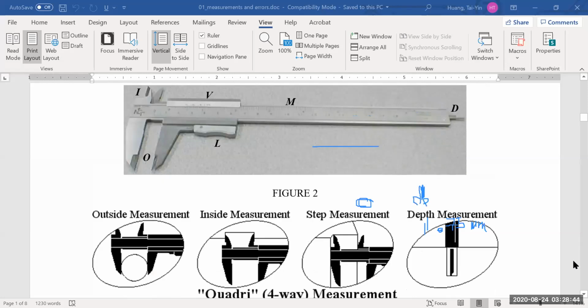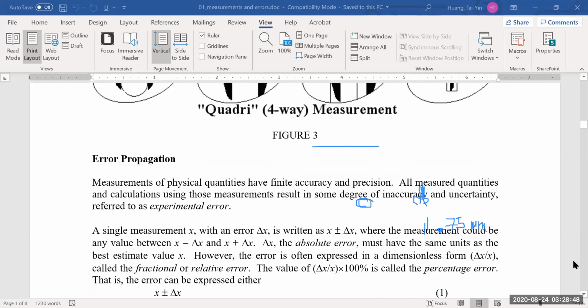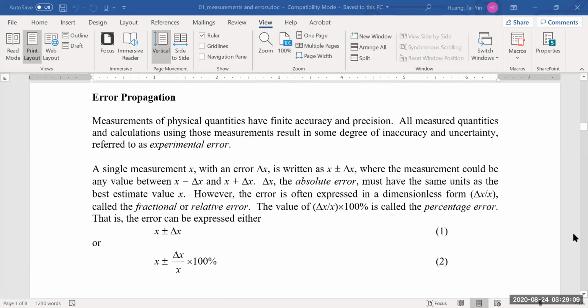So let's say you could measure the same things a few times, and we know that each time you do the measurement, it's going to be subject to error because of precision and things like that. So in that case, how do we take that into account about the errors?